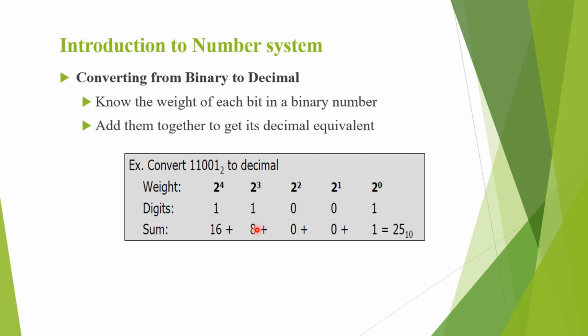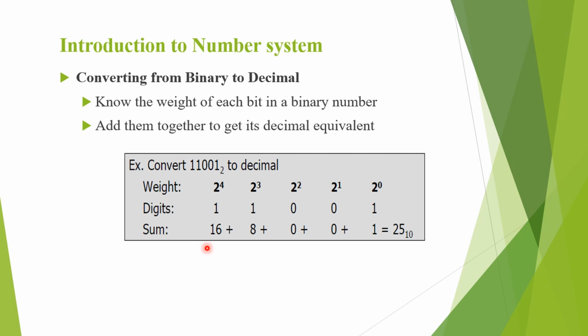Next, 2 to the power 2, that is 4, will not be considered because the digit is 0 here. Next, 2 to the power 1, that is 2, will not be considered because the digit is 0. Next, 2 to the power 0, that is 1, will be considered because the digit is 1. So all those values will be added. So 16 plus 8 plus 0 plus 0 plus 1, which gives us 25. That is, the decimal equivalent is 25 for this binary number.